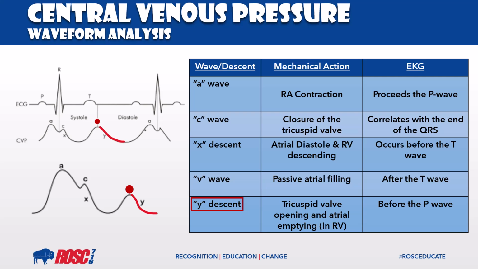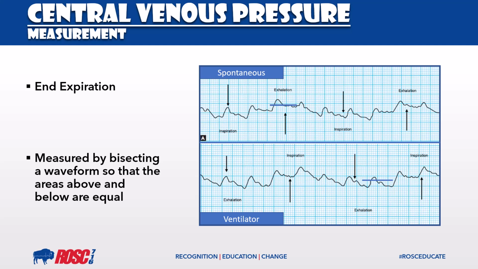When we compare electrical, i.e. EKG, versus mechanical, i.e. pressure monitoring, we see a delay of about 80 to 100 milliseconds, which you can see in the graphic here. Next, let's talk about actually measuring the CVP.